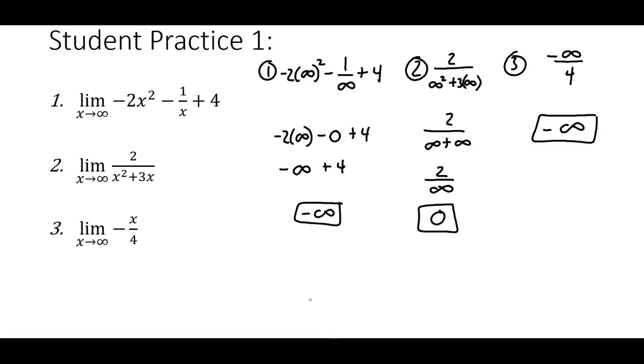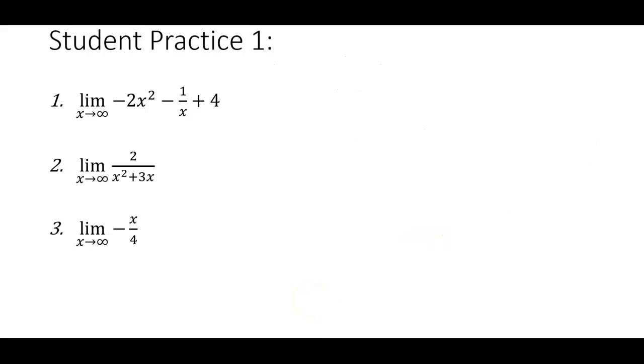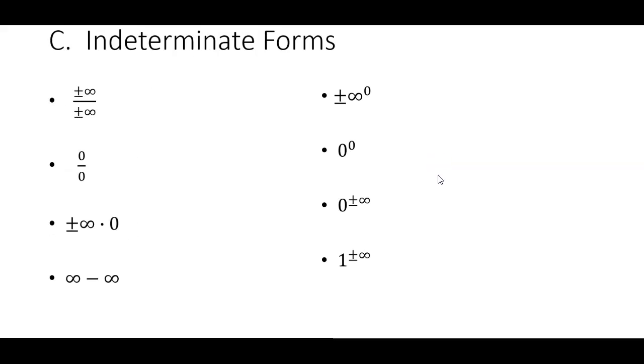Okay, let's go ahead and move on with our lesson here. Now these are what we call indeterminate forms. These are things where we can't really say for sure what the answer is. Okay? Now let's talk about that, because believe it or not, there are different kinds of infinities.